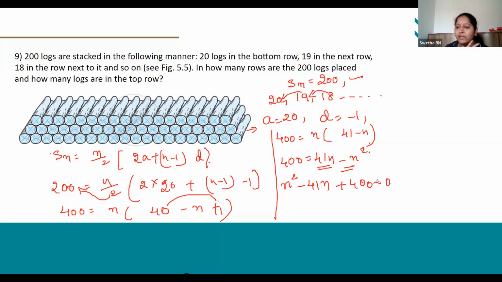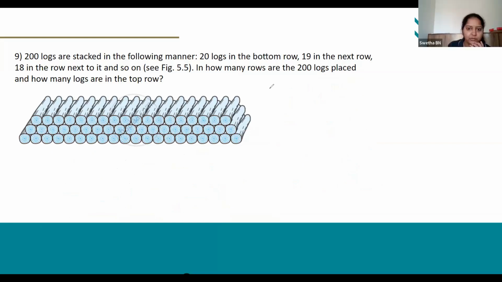Okay, children, did you understand till here? We have just written the formula and substituted the values. Shall I continue? Yes, ma'am. I'll write once again: n square minus 41n plus 400 is equal to 0. So we have a quadratic equation here. Now you know how to solve this, right?